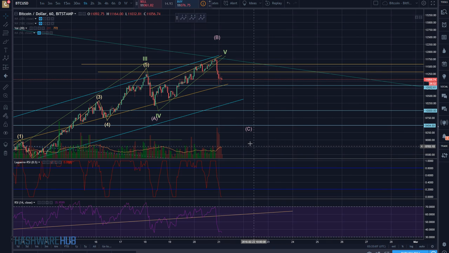So yeah, what I'm going to be looking for is an ABC coming down in order to see possibly if there's going to be some sort of motive wave coming up. If this is going to be 5 waves coming down, then yeah, that changes the picture thereof.